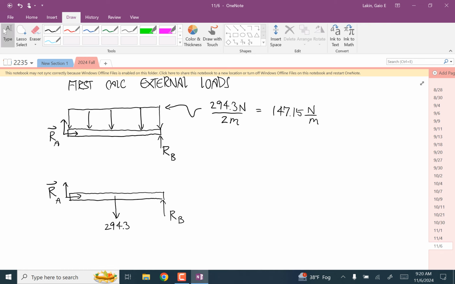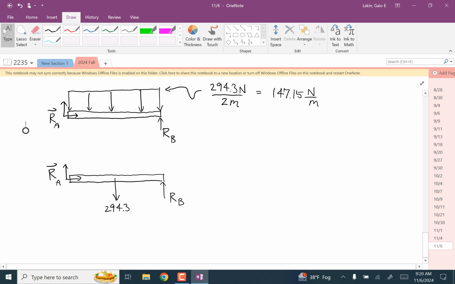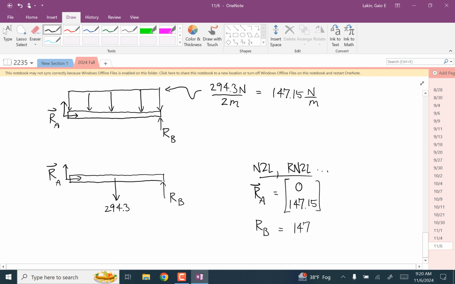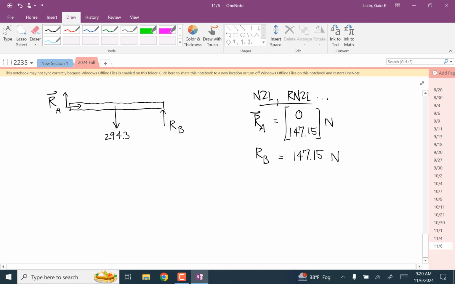Okay, so now we can do this calculation, and Newton's second law and rotational Newton's second law are going to say that RA is 147.15 and RB is 147.15. So now we can go to the cuts, the internal loads. Is everyone with me on this?